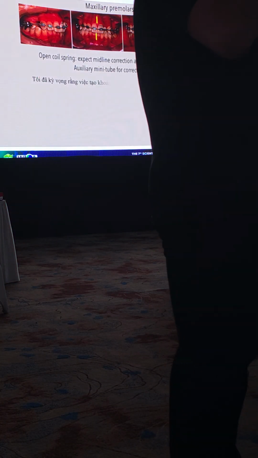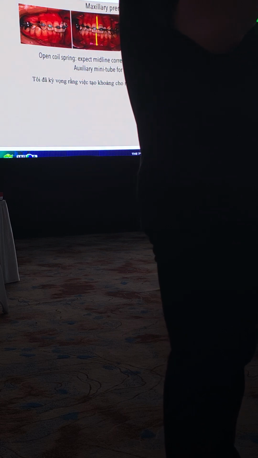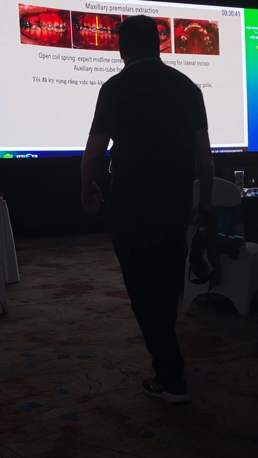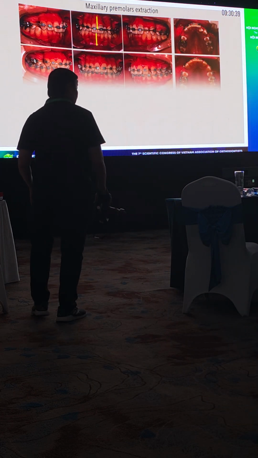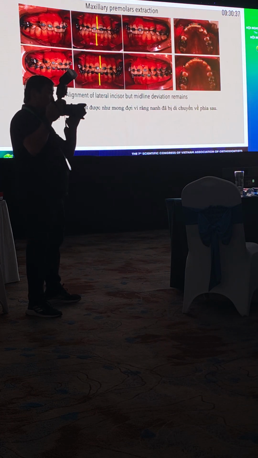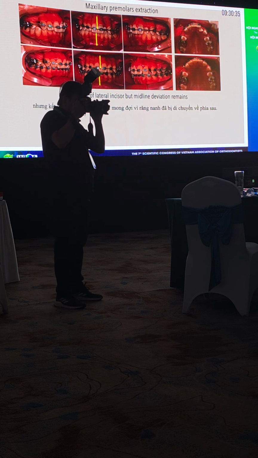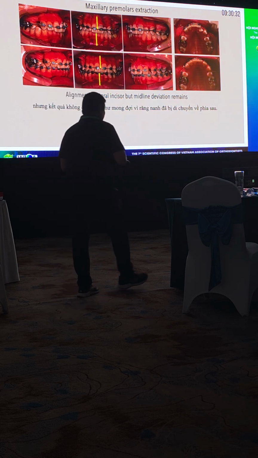I anticipated that widening the space for the lateral incisor would lead to midline improvement. But the midline did not show significant advancement as the canine wall was displaced posteriorly.